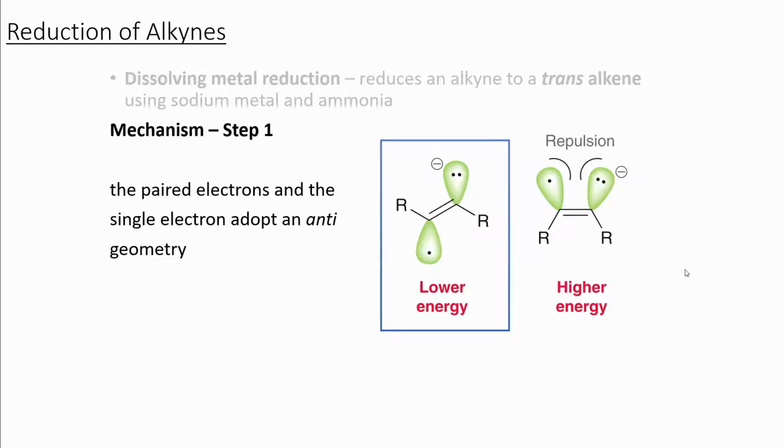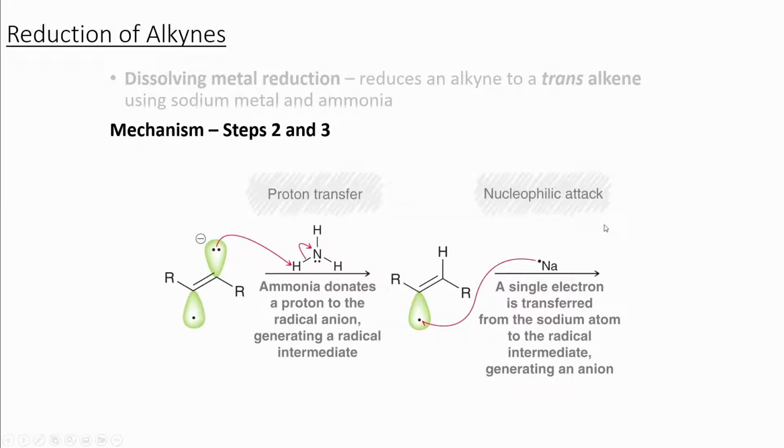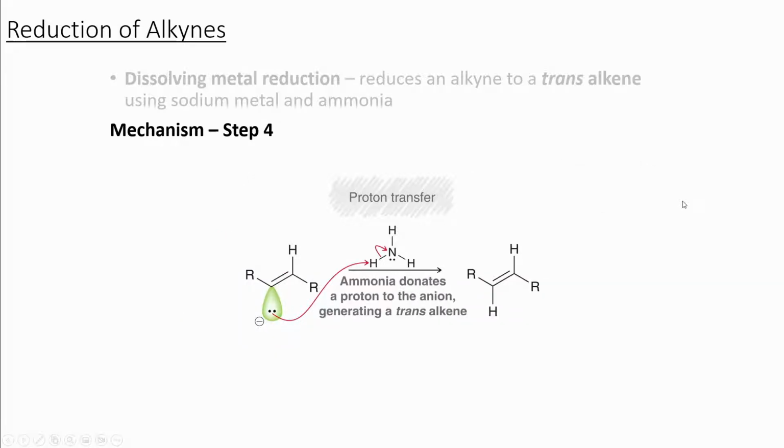The reason that we obtain the trans intermediate in this step is because of the relative energies of the two conformations of this radical anion. In the trans intermediate, these electrons will not repel each other due to steric interactions. In the second step of the mechanism, a proton transfer occurs, followed by the second electron transfer. Then the product is finally formed with the protonation.